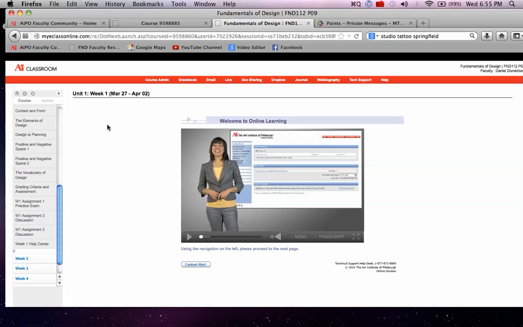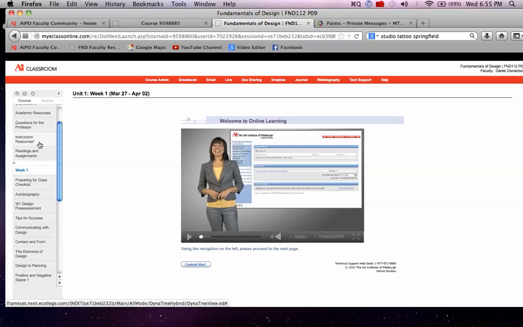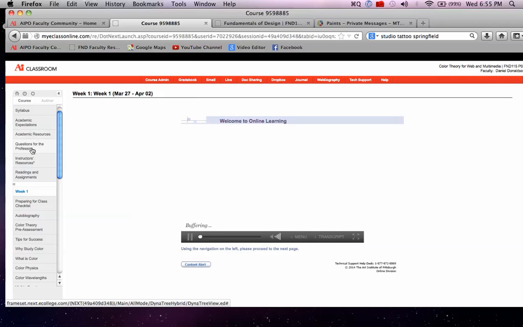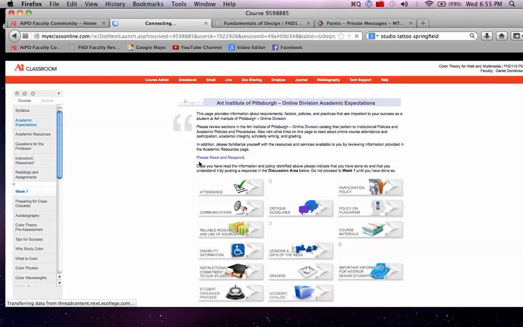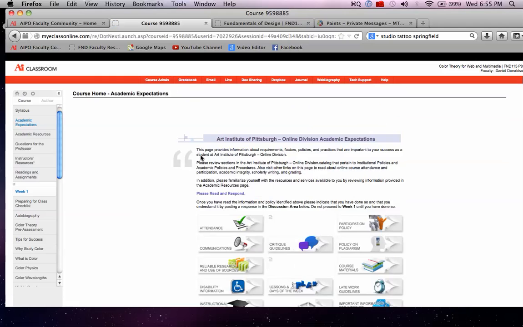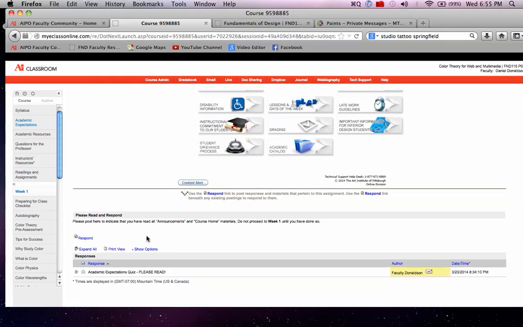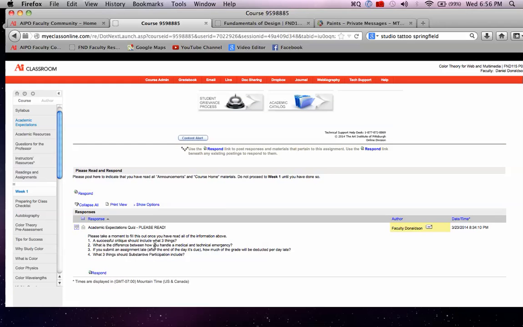You're all structured very similarly here, where you've got your syllabus, academic expectations, the resources. This is a good place for questions for me that pertain to the entire course. This is all the same stuff. It's important that you all go under the academic expectations, and there's a lot to read. You want to go through all of this, and then down here, kind of hidden away, there is a little bit of a quiz. You want to answer these questions here.